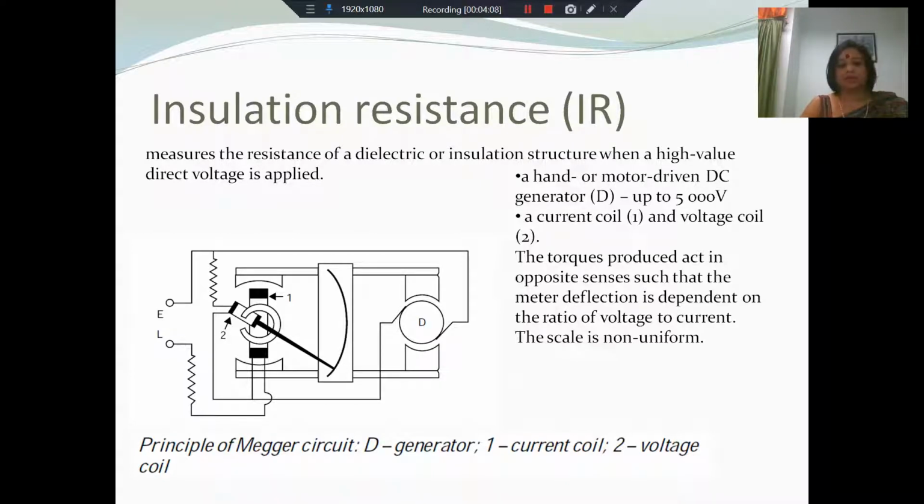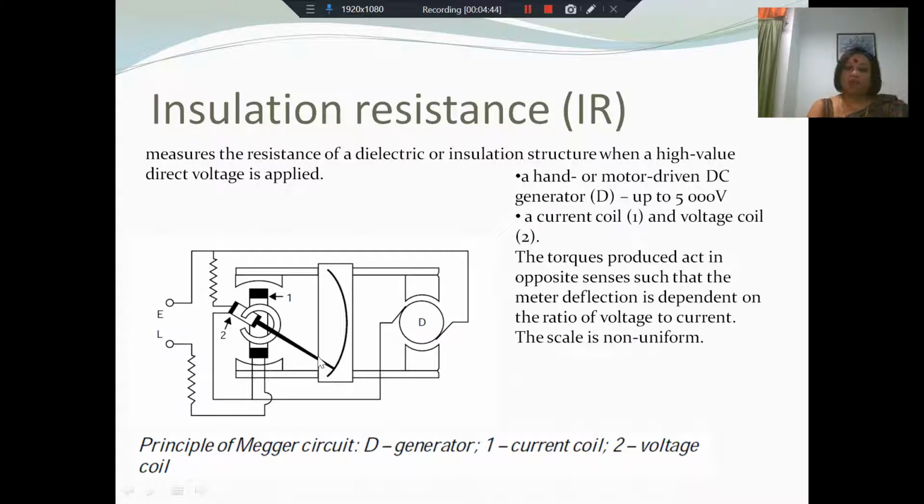The principal tool that we have for measurement of insulation resistance is the Megger, and the principle of the Megger circuit is shown here. Essentially what you have is a hand-driven, manually driven, or a motor-driven DC generator. So this is the DC generator that you have. This can generate high voltages up to even 5 kV. You have a current coil which is shown by this coil 1, and then you have a voltage coil.